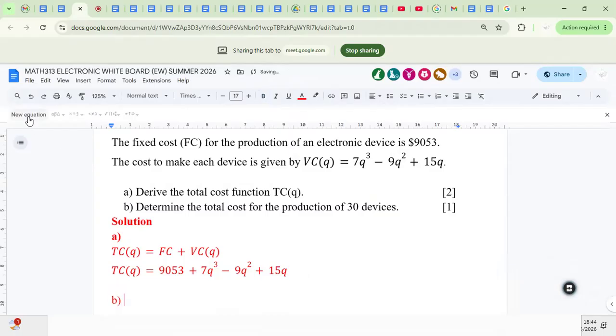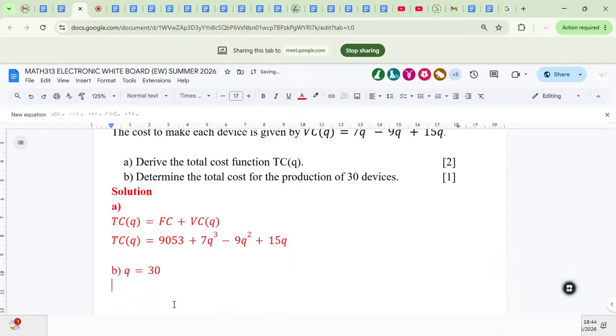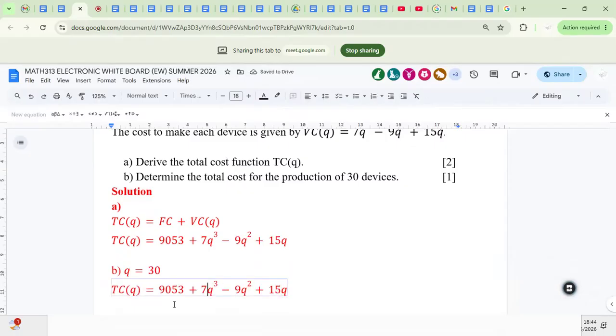now we know the value of Q. Q is equal to 30. So what we have to do is to substitute 30 into the place of Q and calculate the total cost. So wherever we have Q, we are going to put 30, because now we know Q is 30, and we're going to calculate the total cost if we are to produce 30 devices.